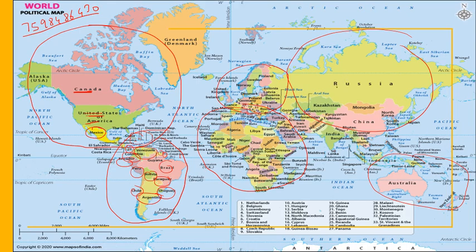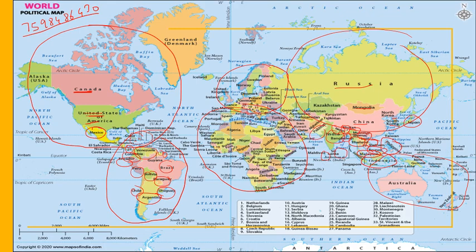If you see Asia, Asia is the largest continent in the world. You have countries like Russia, Mongolia, China, North Korea, South Korea, Japan. Then you have countries like Nepal, Bhutan, Myanmar, Bangladesh, Laos, Thailand, Vietnam, Malaysia, Brunei, Philippines, Indonesia. Then you have India, Sri Lanka, the Maldives here, then you have Pakistan, Afghanistan, Turkmenistan.